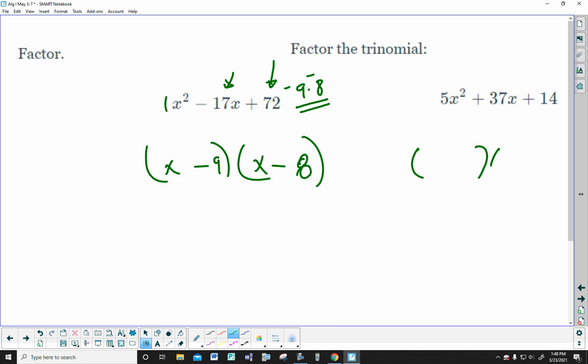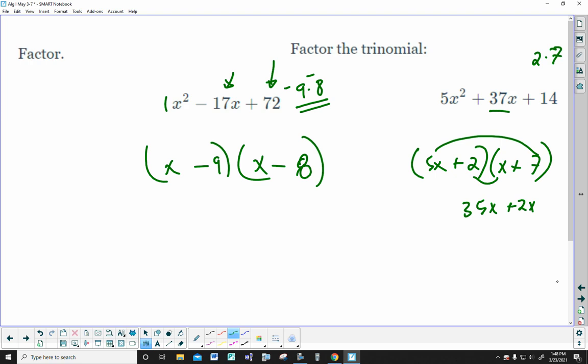Force the front. Force the back. I'd say 2 and 7. 2, 7. Plus and plus, so plus and plus. Check the outside. 35x. Inside plus 2x. There's your 37. Okay?